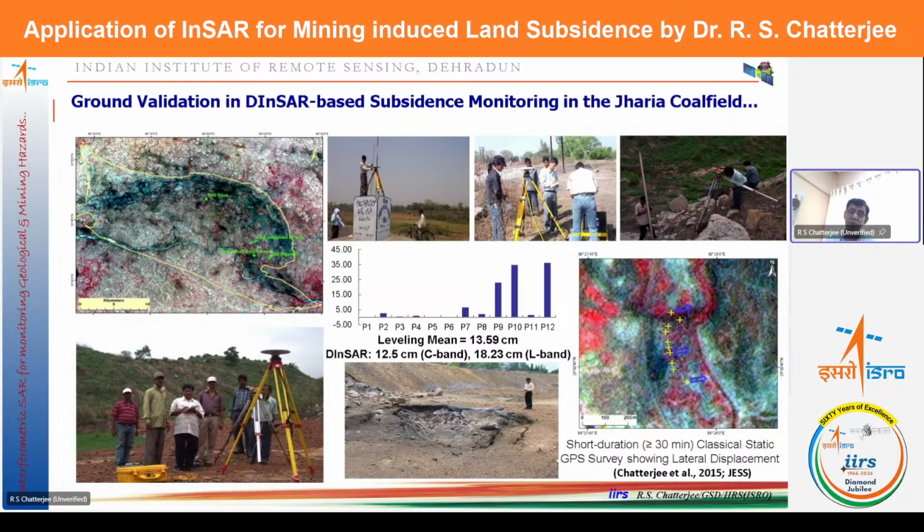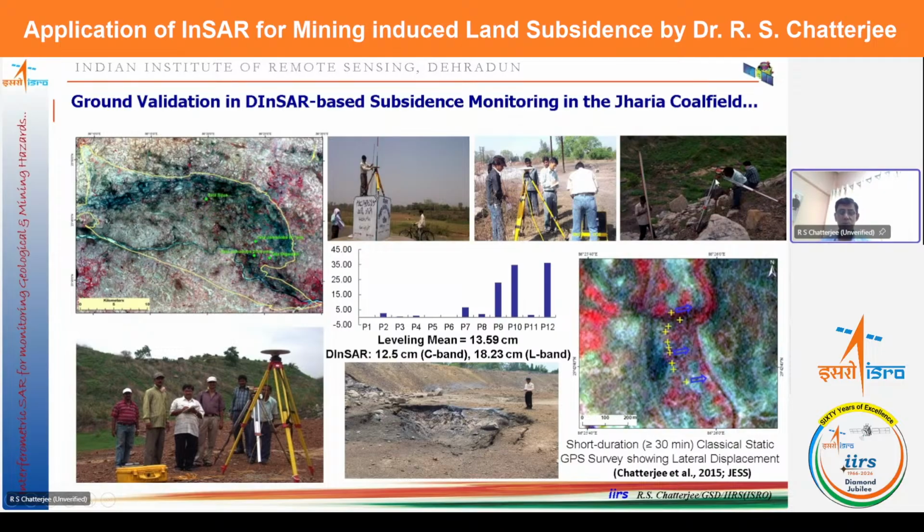Z we have measured by the precision leveling technique, by the leveling network, leveling benchmarks existing and available by the Survey of India. And the lateral displacement we have done by campaign mode GPS survey, short duration, around 30 to 40 minutes, classical static GPS survey we did. Then the horizontal displacement we have measured from that. So horizontal we have measured from GPS. This is the GPS receiver, and the vertical we have measured from the precision leveling techniques.